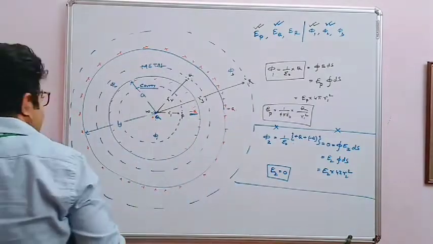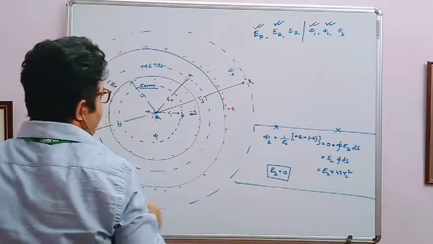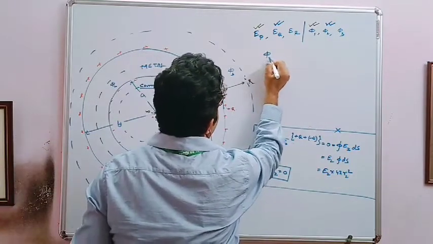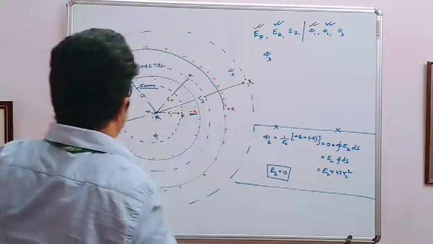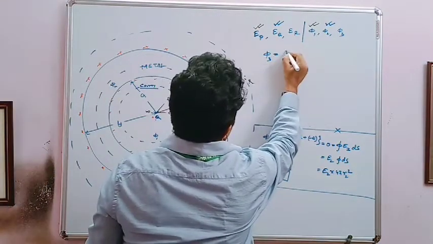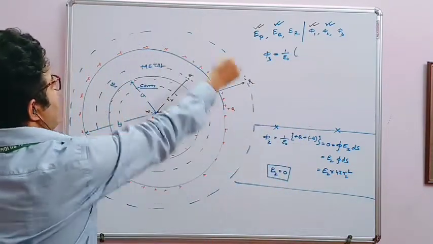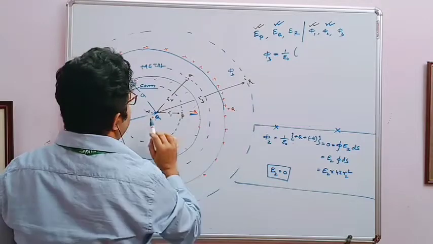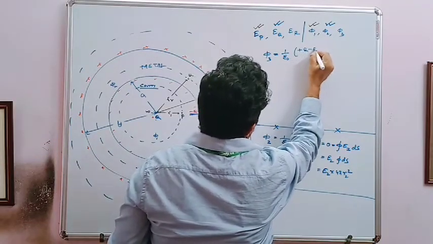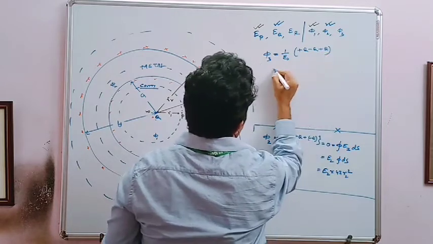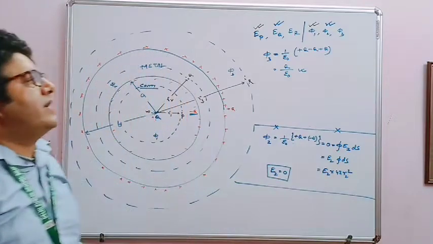For that, suppose we remove the first one. For the third one, flux 3. According to Gauss's theorem, it is 1 by epsilon naught into the charge enclosed by that Gaussian surface, plus Q minus Q plus Q. So what do you have? Q by epsilon naught. So your flux is Q by epsilon naught.